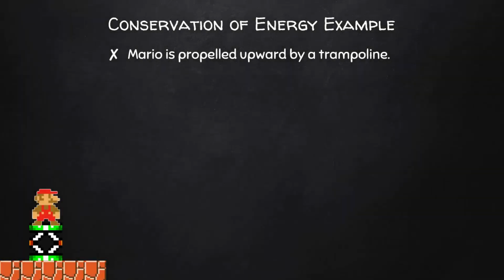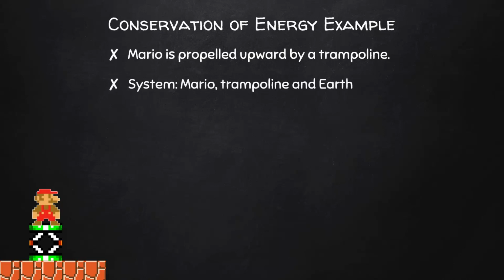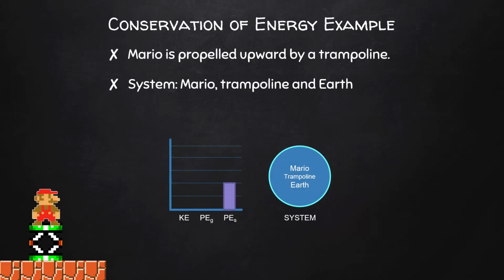One more time, and then we're done, I promise. This time, the system is Mario, the trampoline, and Earth. In the beginning, the trampoline is compressed, so there's some elastic potential energy. Then Mario jumps. There's nothing outside of the system to do any positive or negative work on the system.